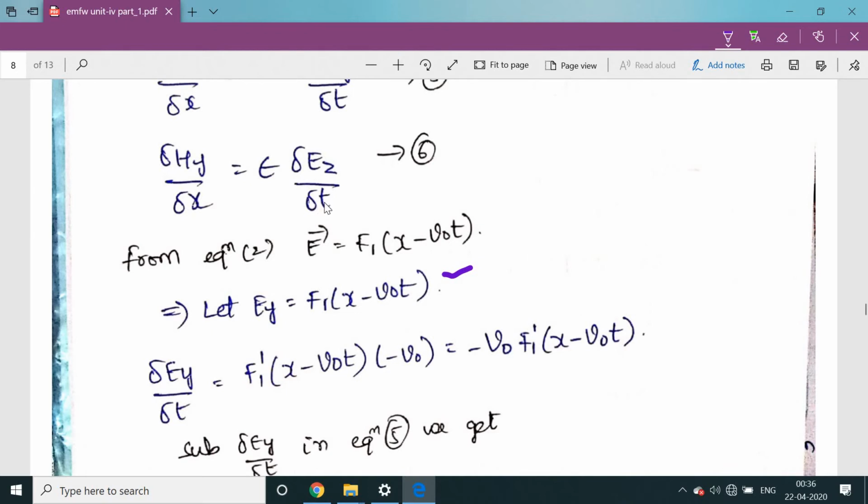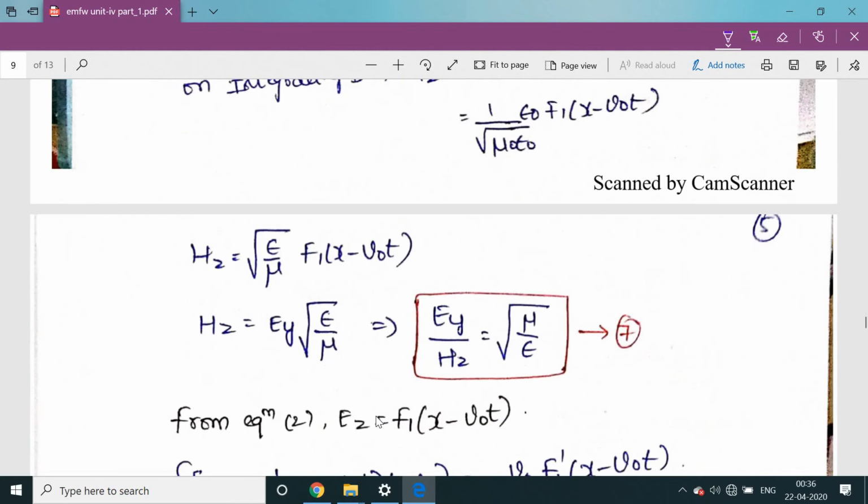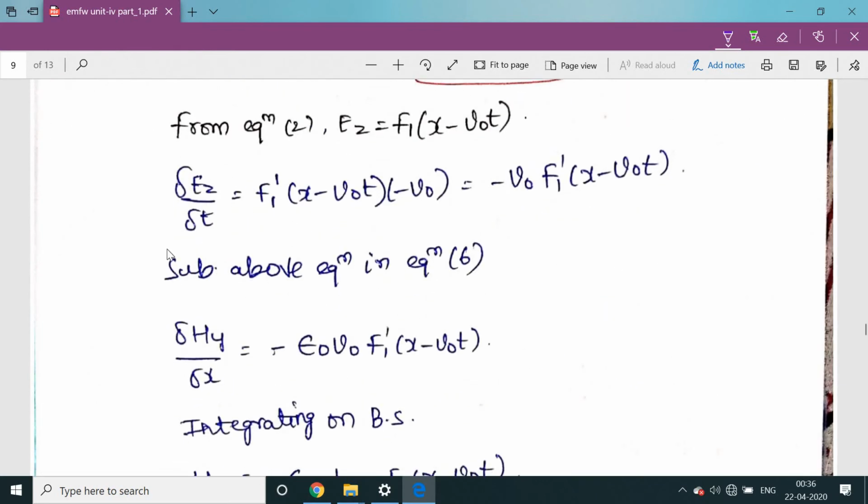Again, if you take the same equation and solve the second one, that is dou ez by dou t. So again ez, the same concept. So finally, again take ez as f1 into x minus v naught into t. Dou ez by dou t is equal to, on differentiation, f1 dash of x minus v naught into t into minus v naught.